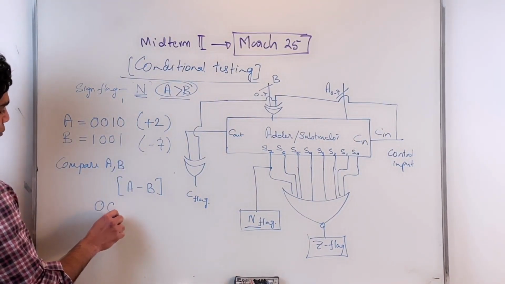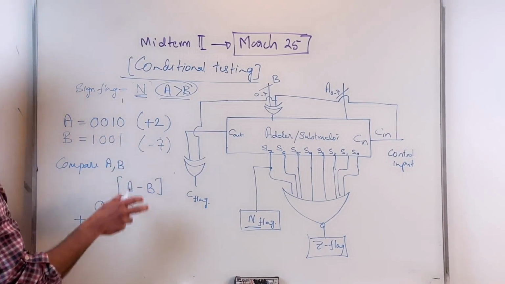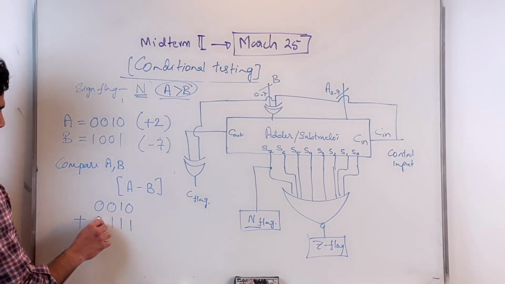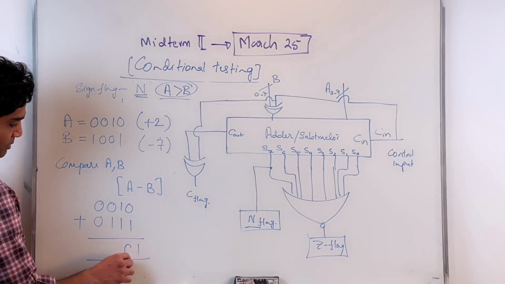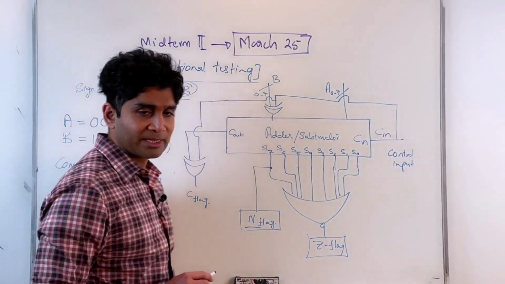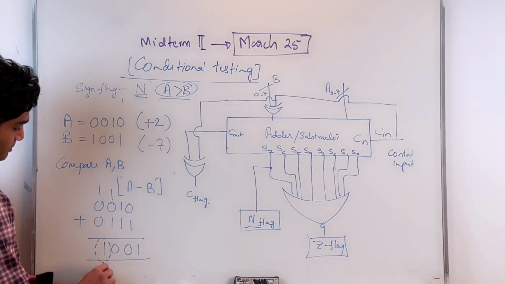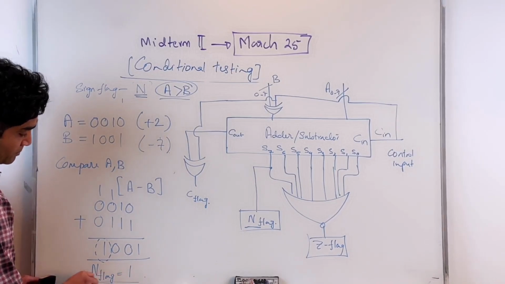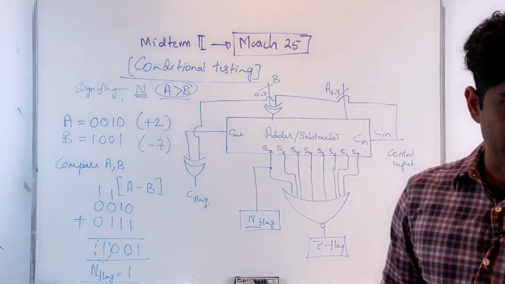So I do that: 0, 0, 1, 0, adding to that the 2's complement of B, for A minus B, which is 1, 0, 0, 1. I add these two numbers together. So I have 1 plus 1 is 1, 0, and I get this answer: 1, 0, 1, 1. What is my most significant bit? My N flag is set in this case. That's how I define my N flag, the most significant bit.